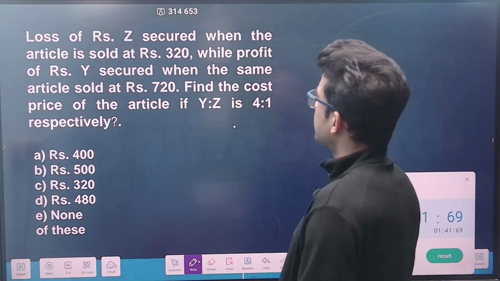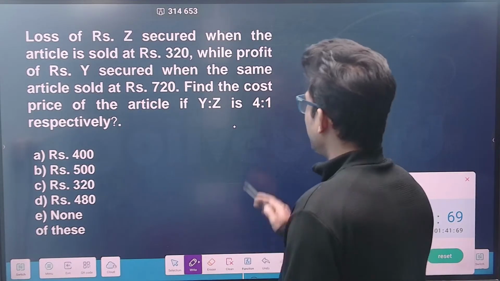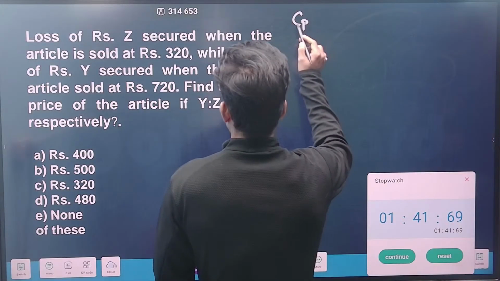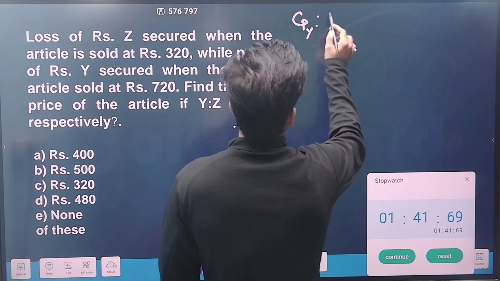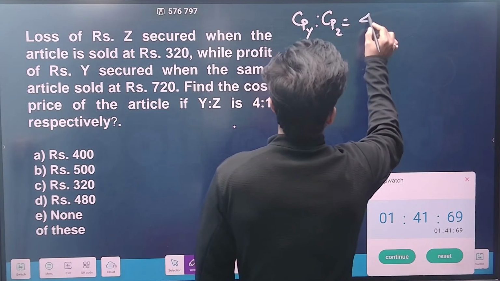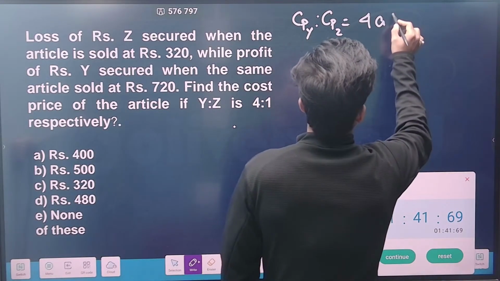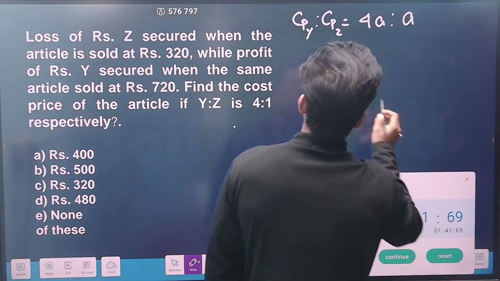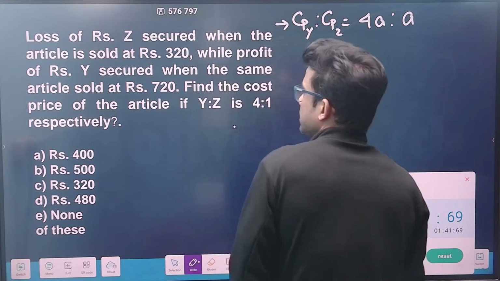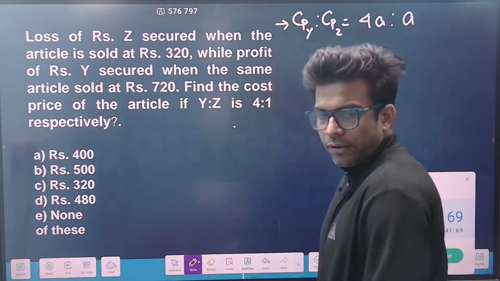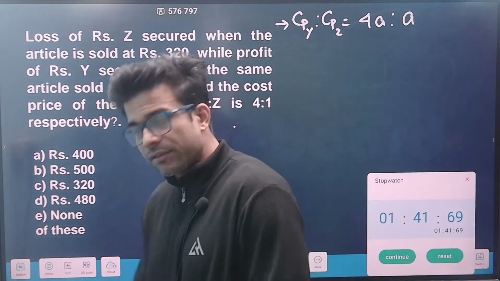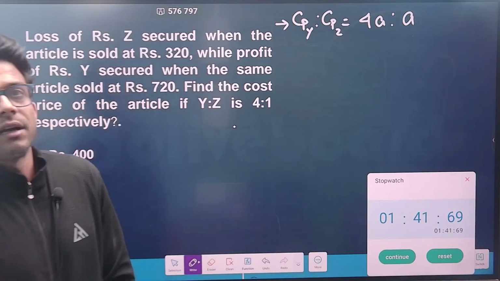Loss of Z is secured when the article is sold at, okay, so let's now assume it. The ratio of the cost price of Y to the cost price of Z is given to me, which is 4:1. Let us assume it as 4A and A. Nothing will happen because I have just assumed the value. Now they are saying that. Now guys, I hope some of the terms you should know from when I did the theory of this class, that is, what is the cost price.